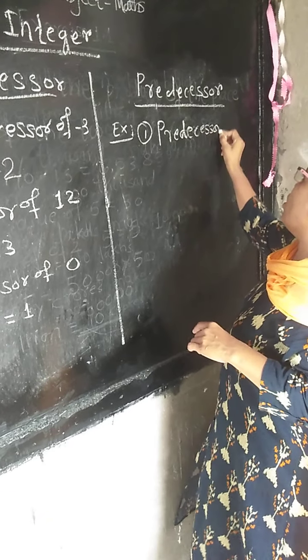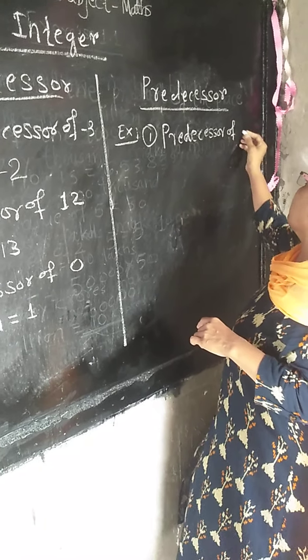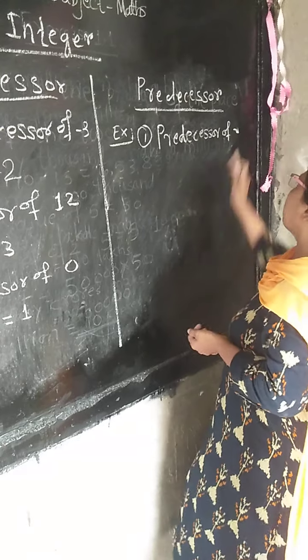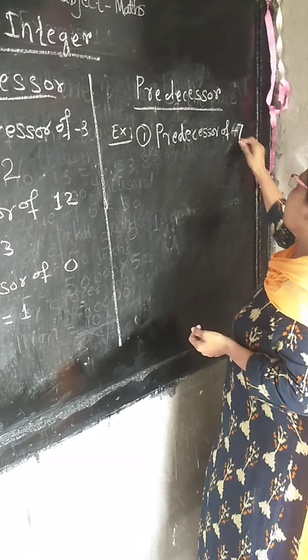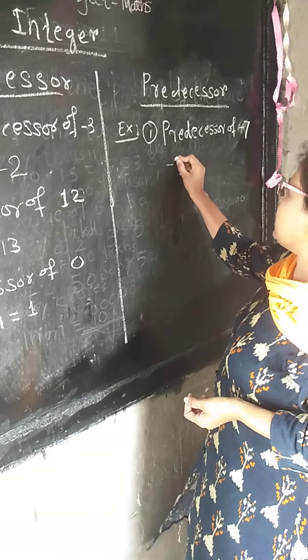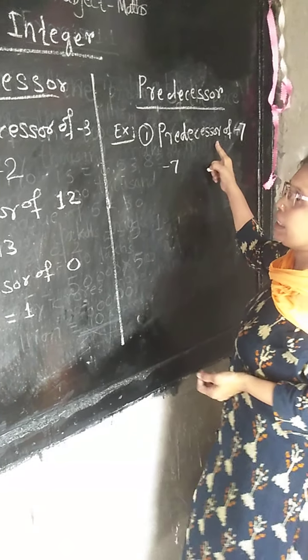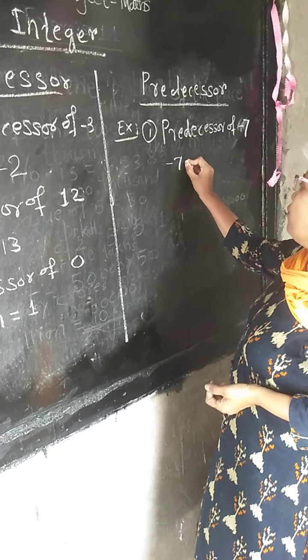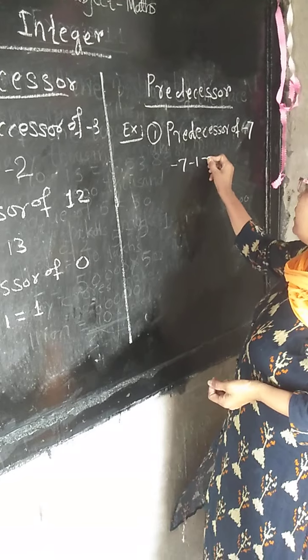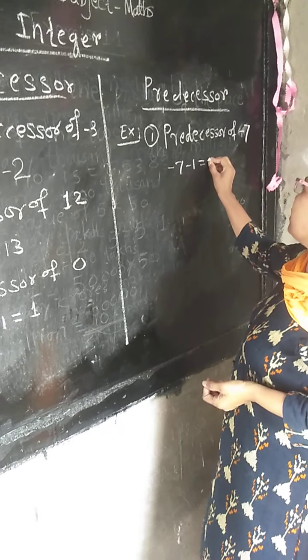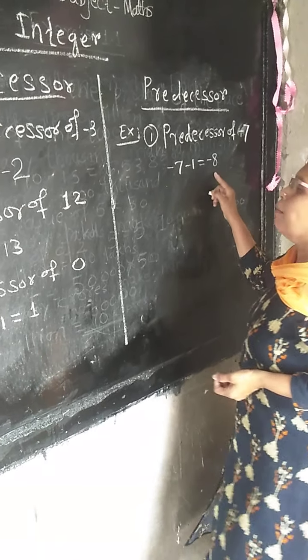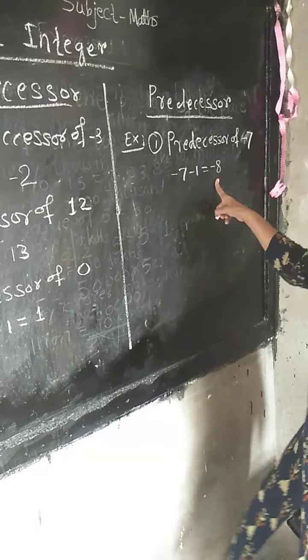Predecessor of -7. We want the predecessor of -7. So what you have to do? We have to subtract 1. That is -7 minus 1, that is -8. -8 is the predecessor of -7.